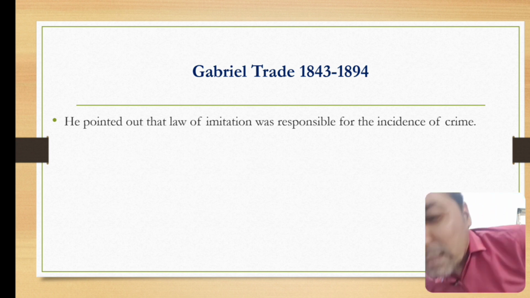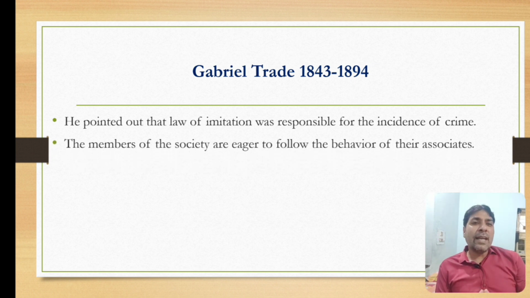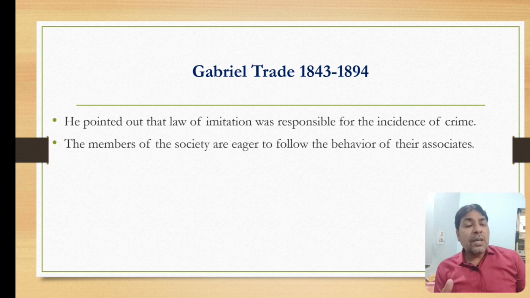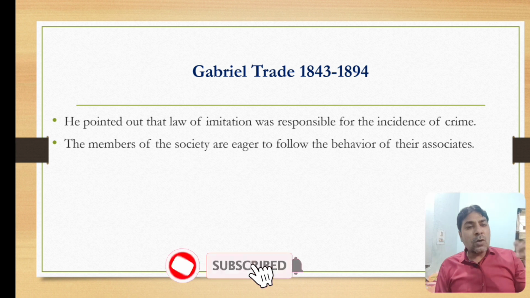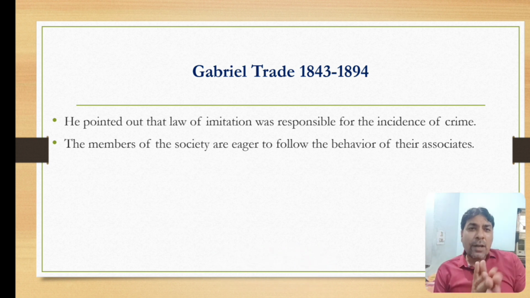Law of imitation means if a person is copying someone, imitating someone, following someone. So according to Gabriel Tarde, the law of imitation is one of the reasons behind criminality. The members of the society are very eager to follow the behavior of their associates. The junior follows the senior, the inferior follows the superior. Suppose I am a lecturer, I follow someone else, I want to copy the way of delivering a lecture. This is called imitation.